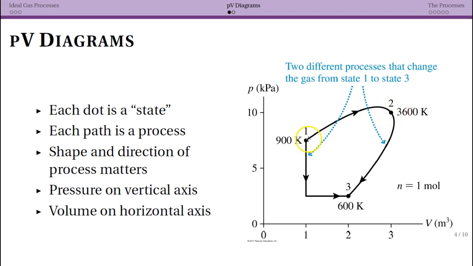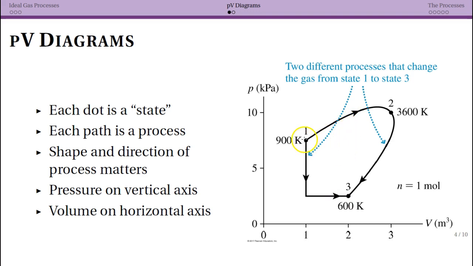In this case, we have two different processes to change the gas from state 1 to state 3. One of them changes the gas from state 1 to state 2, and then from state 2 to state 3. Note that there's a complicated looking curve along the way. Then we have a process that goes straight down and then straight over. That's actually going to be an easier process to describe, but we would break it into two parts. Again, the direction matters, so we want to draw arrows, and the shape matters, so make sure you do that correctly.